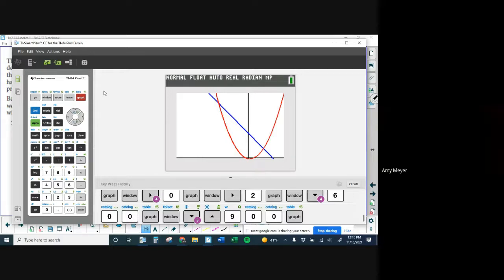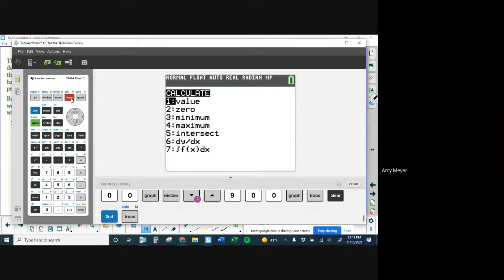Okay, here is how you calculate. We've calculated min and max before. It's kind of the same idea. So hit second, calculate. We're not going to calculate the min or max. We want to calculate the intersection. Hit enter.